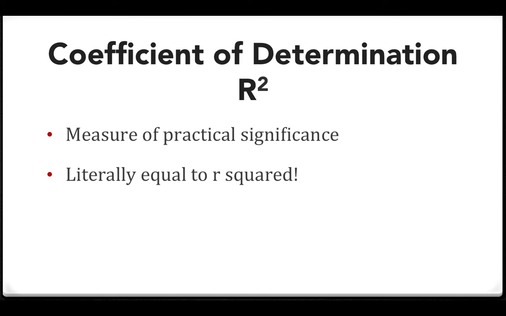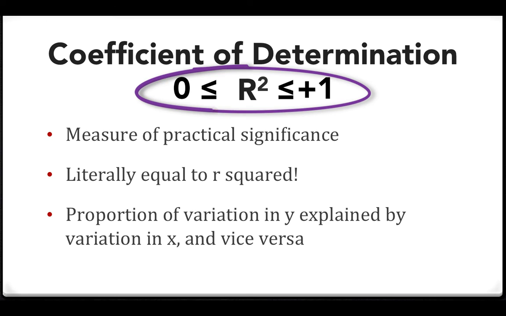Because it's a squared value, it will always be positive. And because Pearson's R is always between -1 and +1, R squared will always be between 0 and +1. It's a measure of the proportion of variance in y explained by variation in x and vice versa. So it's the proportion of shared variance.